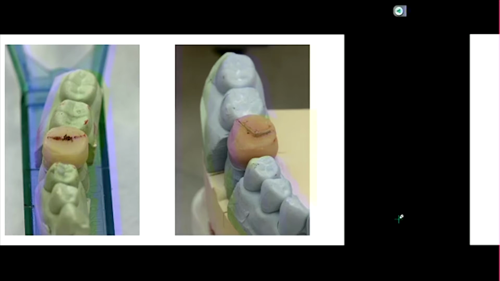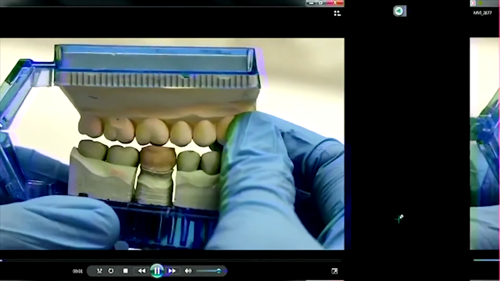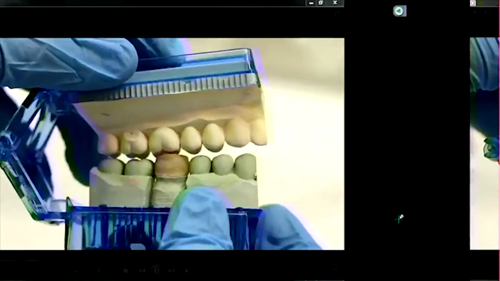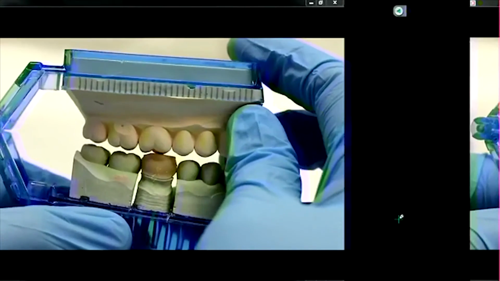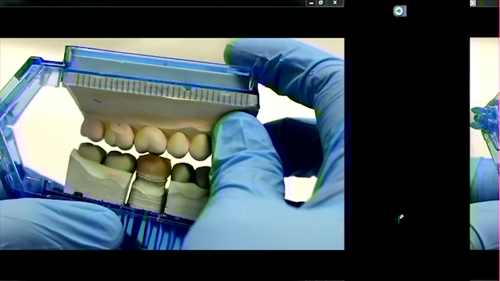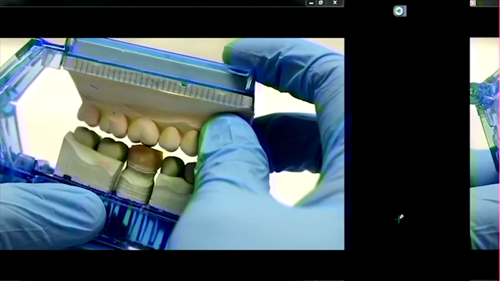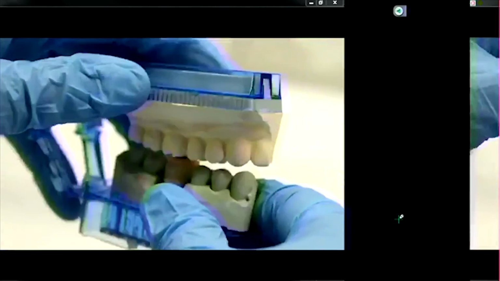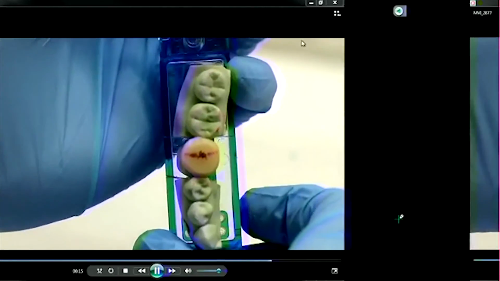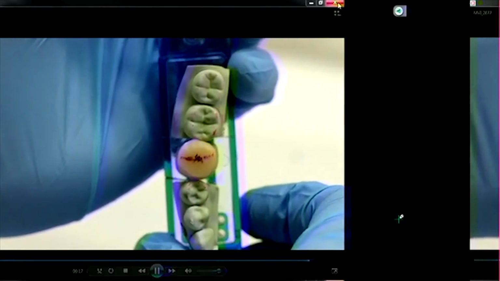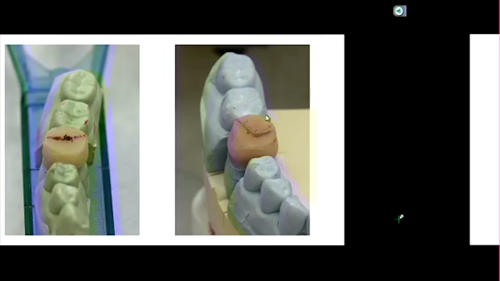Then we go to a triple tray, and let's see how that moves in a working and non-working movement. Okay. So we know that it's a different hinge position. So you can see the difference in the path of movement, right?